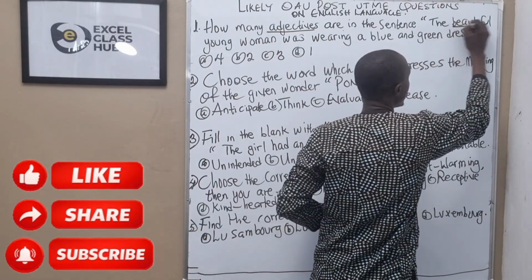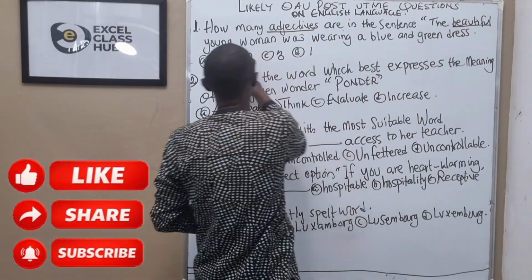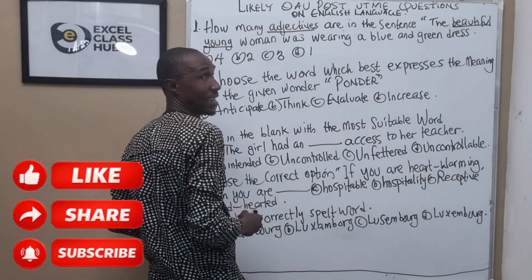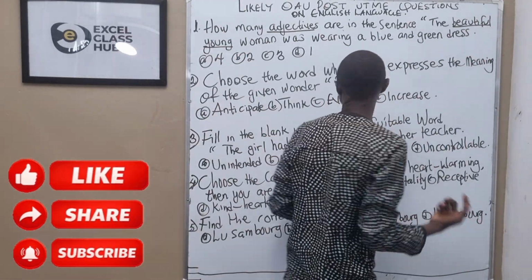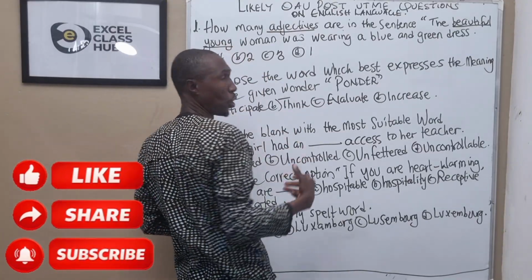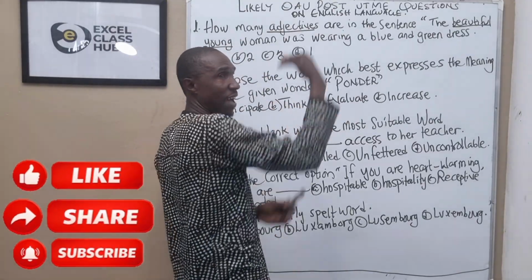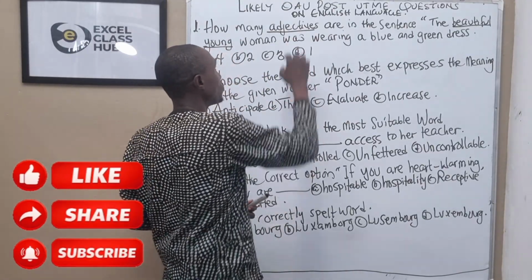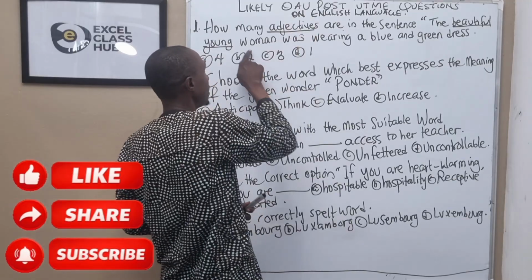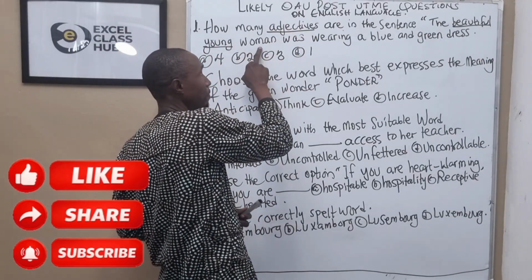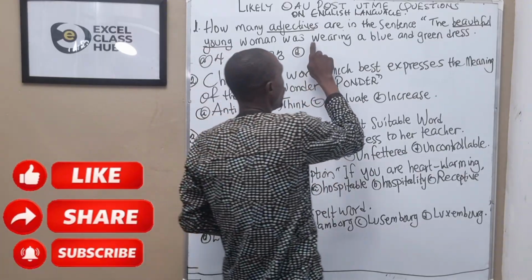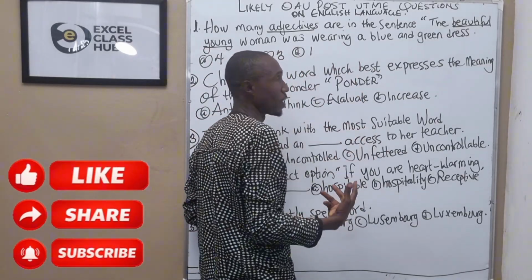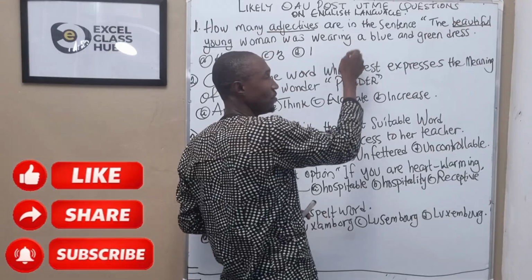Now, beautiful here is an adjective. Young here is an adjective. Why? The beautiful can turn to ugly. The young can turn to what? Old. If it has the two sides, then you should know that is an adjective. Now, woman here is a noun. Was here is an auxiliary verb. Wearing here is a gerund as a result of the ing.